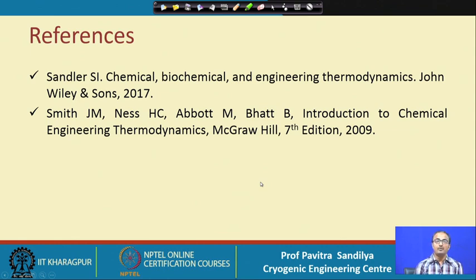The thermodynamics of phase behavior for both the pure component and the mixture of components can be found in many thermodynamics books related to chemical engineering. I have given the names of two books which are quite often used as textbooks, one by Sandler and another by J. M. Smith and Van Ness. Both are very popular books in undergraduate and postgraduate courses. You may refer to these books to know more detail and some problems on these topics.